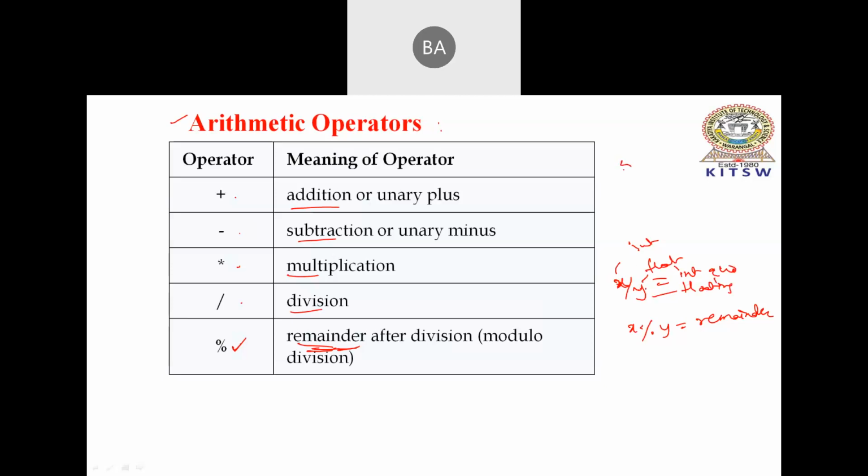That means if you write 5 by 2, what answer are you going to get here? The quotient you are going to get is 2, not 2.5. If you want to get 2.5, you have to write either 5.0 by 2, or 5 by 2.0, or 5.0 divided by 2.0, then you get 2.5. In all these three cases, you will get a floating point value, whereas in the first case, you will get only the integer quotient. So this point you have to understand.